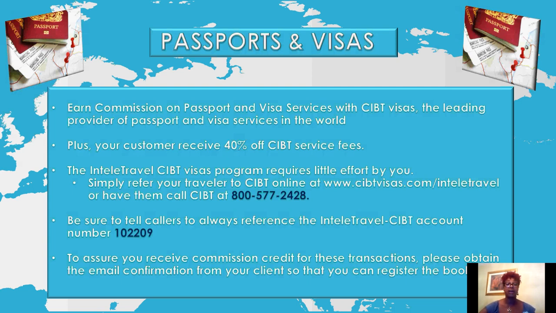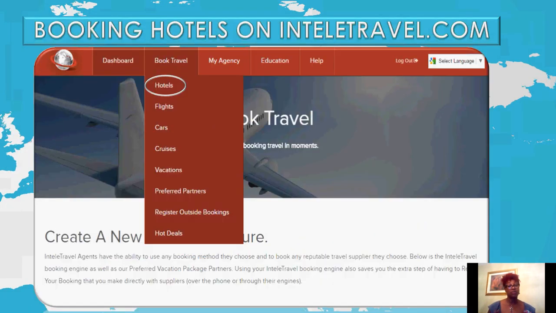Now, when your clients contact CIBT Visas, guys, make sure that you get an invoice from them. It's very important that you get that invoice because you have to be able to register your booking so that you can be paid commissions, okay? So very important, make sure you get that. Be sure to also give your clients the reference number, which is 102209, and that will reference you to INTELETRAVEL's business connection with CIBT Visas. Great tool. They have an expediting service that is really fast for your clients. Within 3 to 7 days, they can have their passports or visas back. So it's a really great company. I've been hearing about them for years.